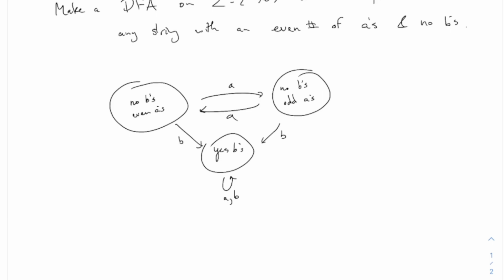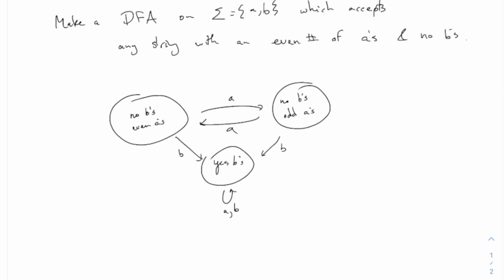All right, this is the basic work of it, although you have to also decide where do we start and what are the accepting states, what are the rejecting states. Now, what I said was it accepts any string with an even number of A's and no B's. That means this is the only accepting state. Everything else should be rejecting. So I'm going to make that an accepting state. And where should we start? Yeah, no B's, even A's.